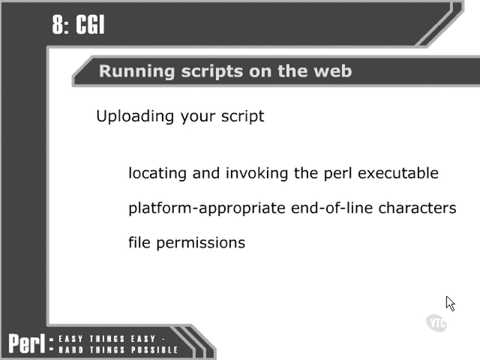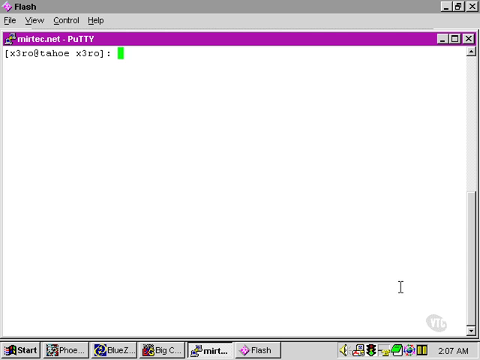Let's have a look at each of these in turn then. If we go over to a terminal window, which I've opened up using an application called Putty, to log on to the remote server and to have a look at where our Perl executable is located. Now, the thing we need to do here is to locate the Perl executable that will be invoked in order to run our Perl script.